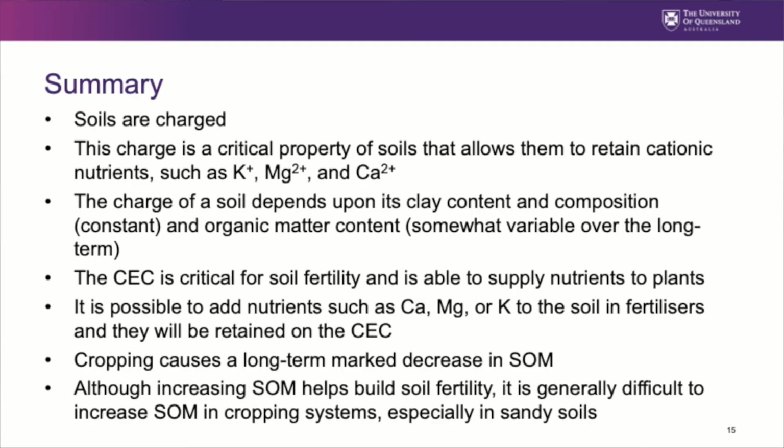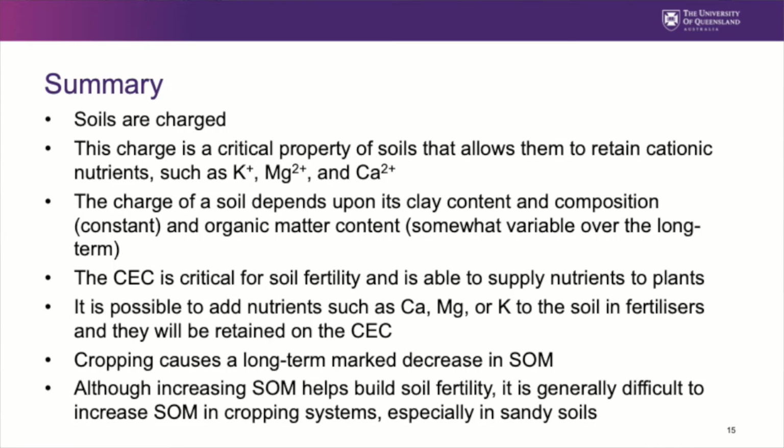So, to summarise, there are some important points here. The first is that soils are charged, and that is a really unusual property that most people don't understand. The soils that you can hold in your hand actually have a negative charge. This negative charge is a critical property of soils that enables them to retain cationic nutrients such as potassium, magnesium, or calcium. The charge in soils depends upon its clay content and composition of clay, and that's relatively constant within soils. You can't really change your clay content or the type of clay that you have. But it also depends upon organic matter. And organic matter is somewhat variable within soils.